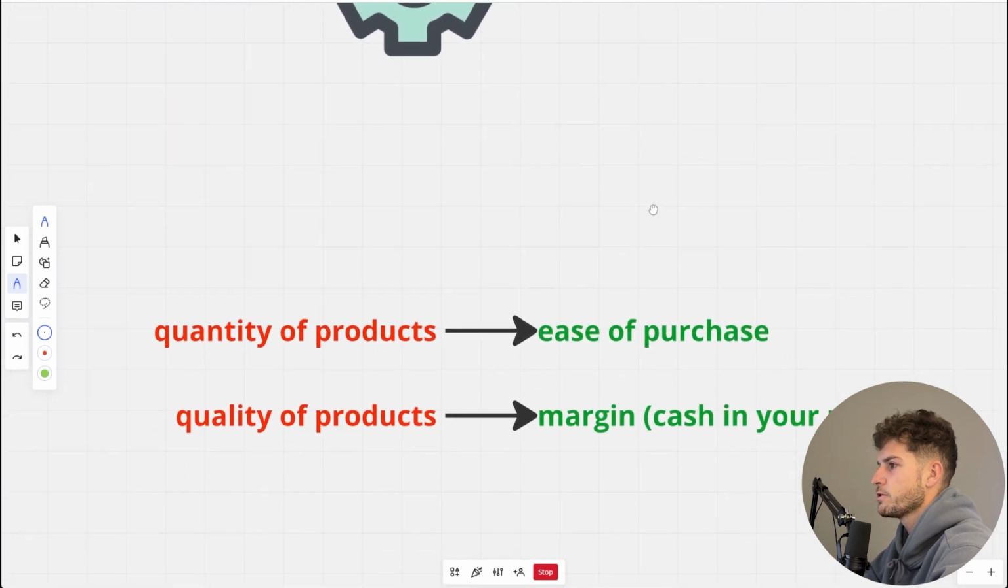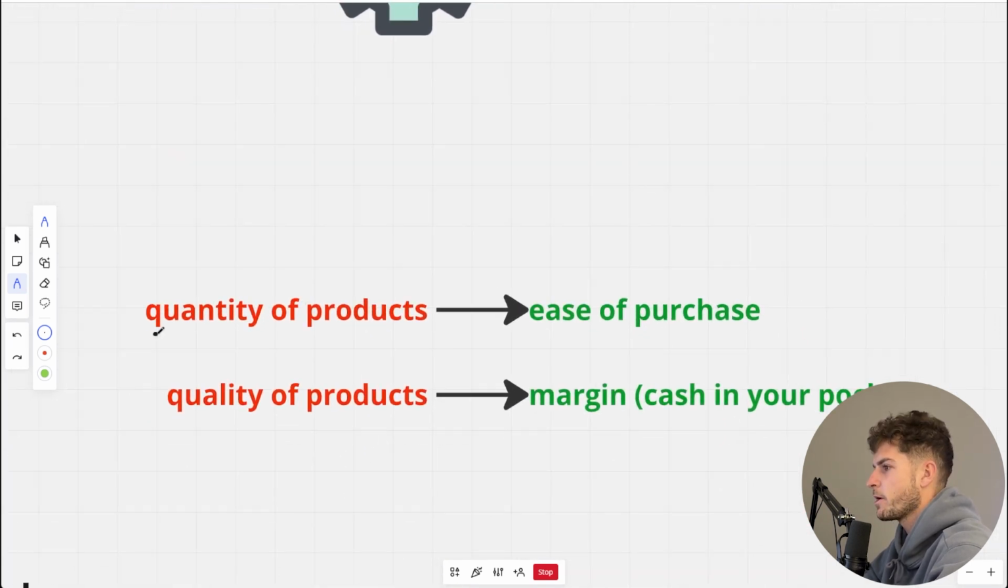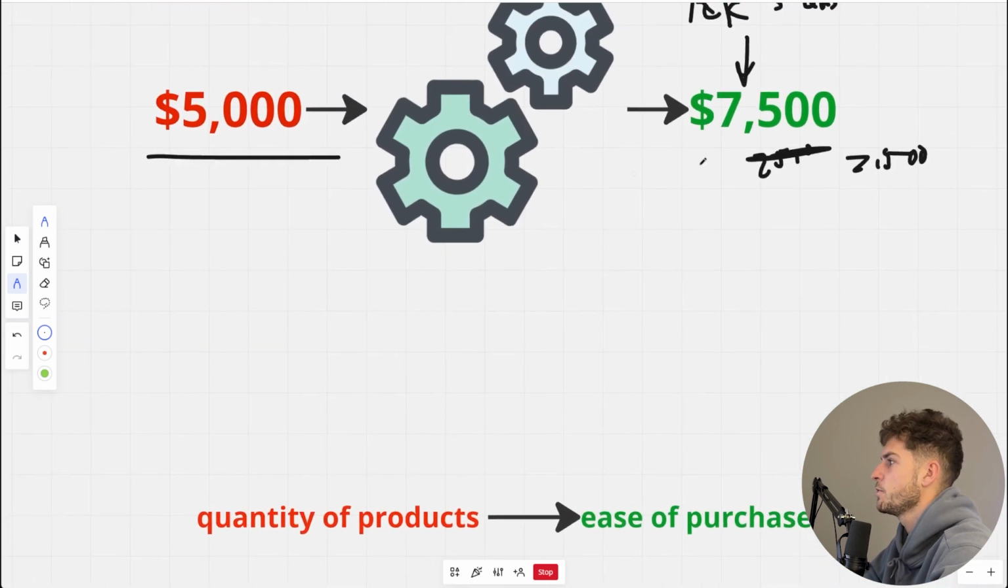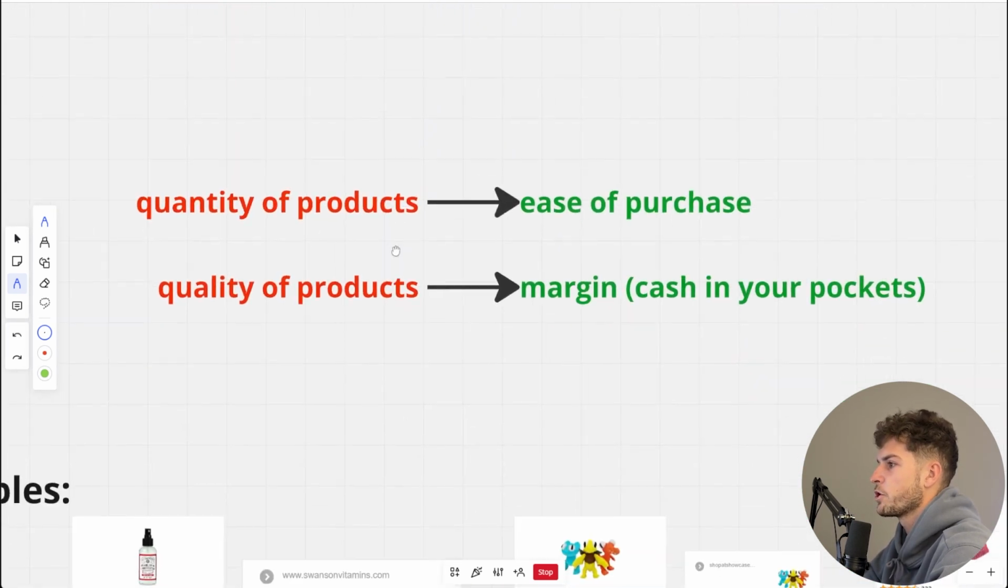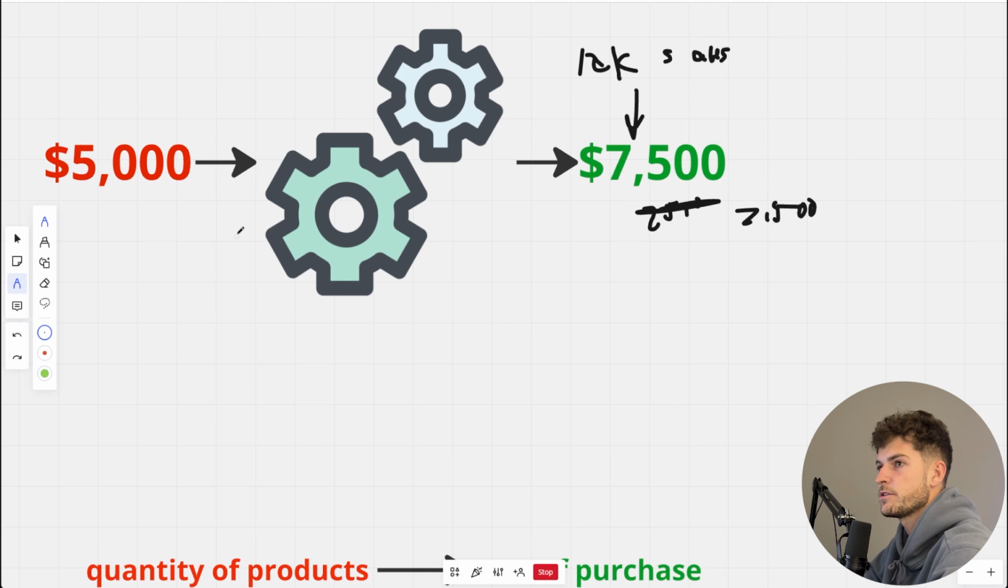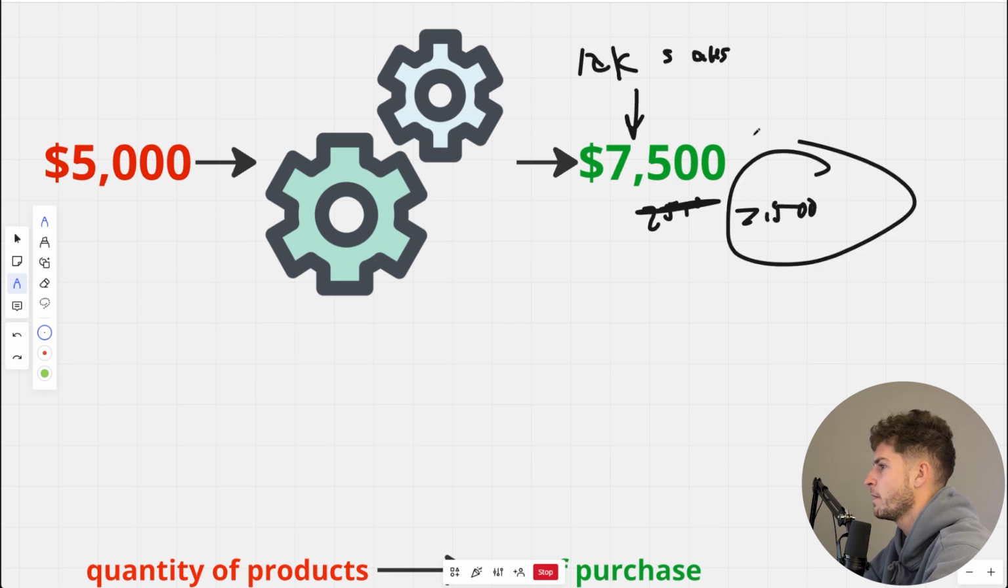So here's what we need to know, right? The quantity of the products that we're buying is going to make it easier for us to purchase. So we need a system that gives us lots of different items to buy, right? That's going to make it easier for us to go out there and spend this 5K so we can produce our profit right there. But the quality of your products is what's going to dictate your margin, right? And this goes back to what I was mentioning here, having that 50%, those are high quality products. We're going to make more money there.